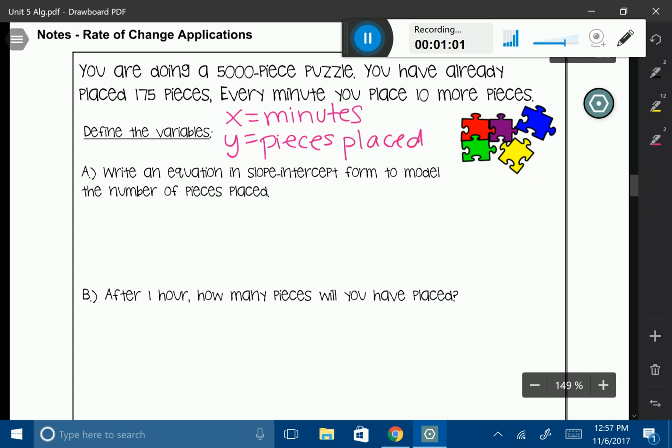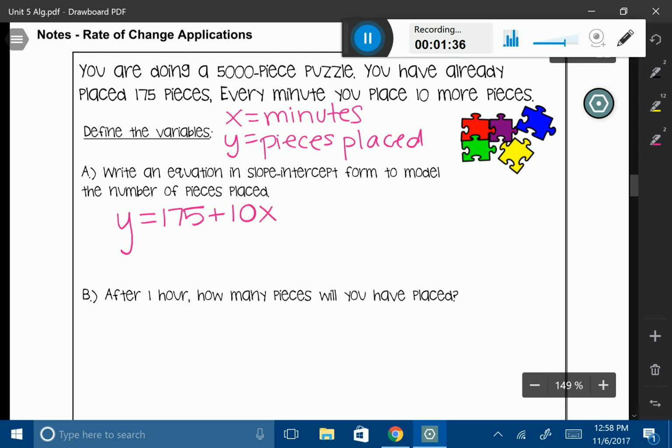Now that I know my variables, let's answer question A. Write an equation in slope-intercept form to model the number of pieces placed. So, the number of pieces that I place is equal to, it looks like it says I've already placed 175 pieces. So let's go ahead and write that down. But every minute you place 10 more pieces. So for every minute, I'm going to place down 10 more pieces. So I'm going to say plus 10 times every minute.